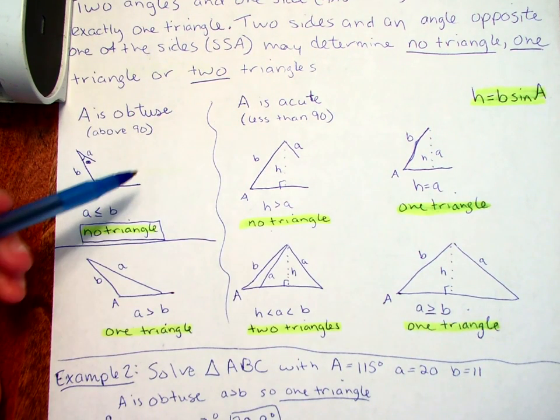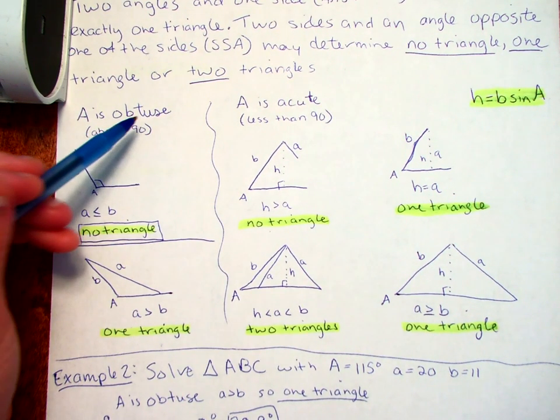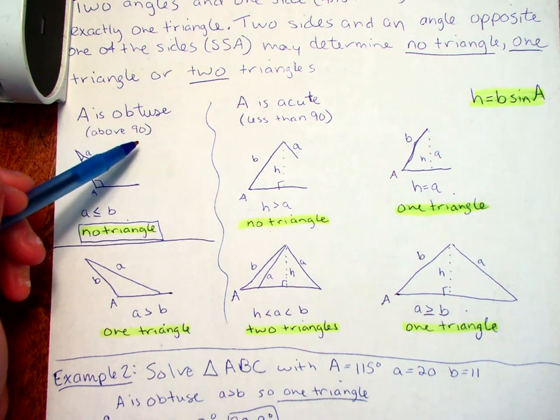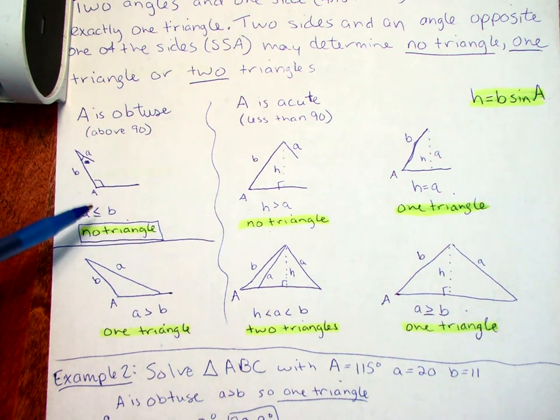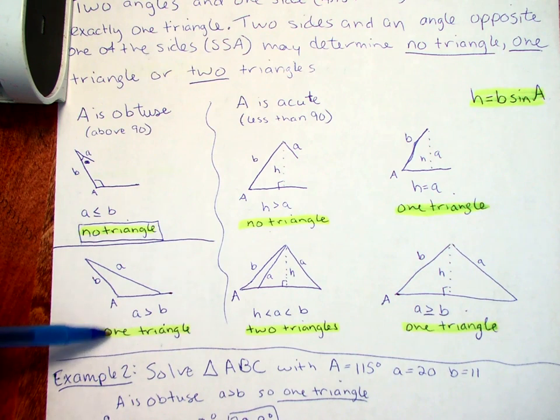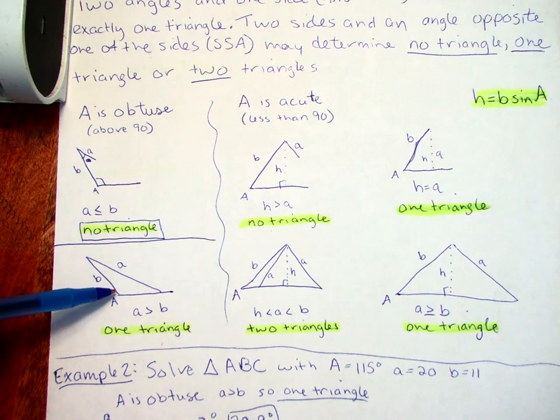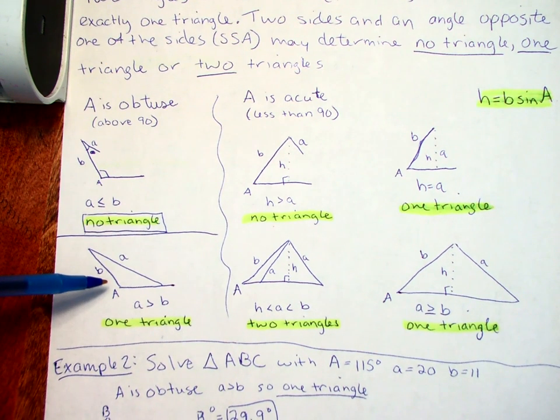So if the case is that A is obtuse, hopefully you recognize the word obtuse. Basically all it means is above 90 degrees, so bigger than a right angle. If A is obtuse and side a is less than or equal to side b, so it's smaller than side b, there's not a triangle. That obviously does not form a triangle. If it's obtuse and a is greater than b, because a is the hypotenuse, because it's across, then there's one triangle. As you can see, that makes a triangle.